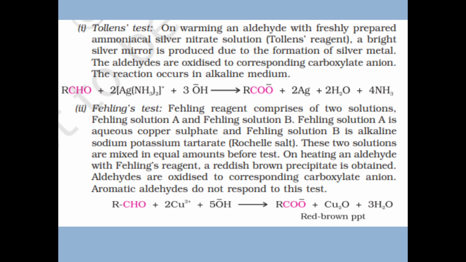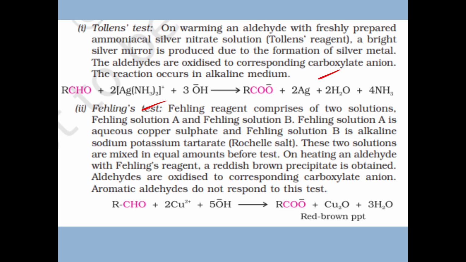Now come to the tests of aldehyde and ketone. Aldehyde can give a response to the Tollens test. It is the Tollens reagent, 2[Ag(NH3)2]+ in presence of OH-. After reaction, the aldehyde is converted into RCOOH with the liberation of Ag on the surface of the test tube. This is called the silver mirror test of aldehyde.